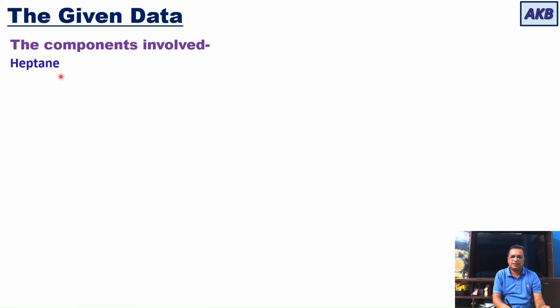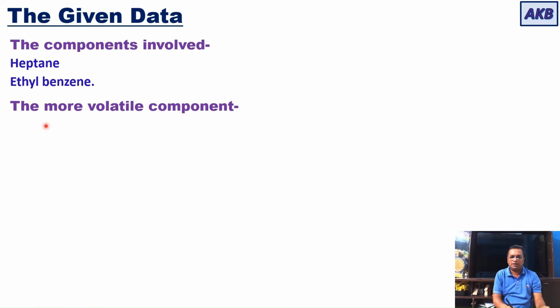So first, let us collect the data that is given to us. What components are involved? There are two components. One is heptane and the other one is ethyl benzene. Now we need to decide which one is the more volatile component. So for that, we are going to use one piece of information that is given to us. So how to decide the more volatile component?